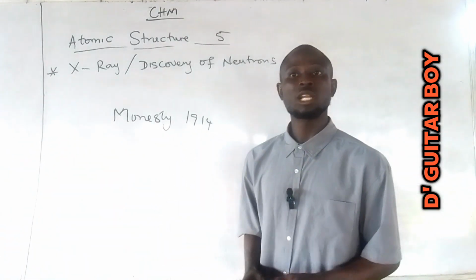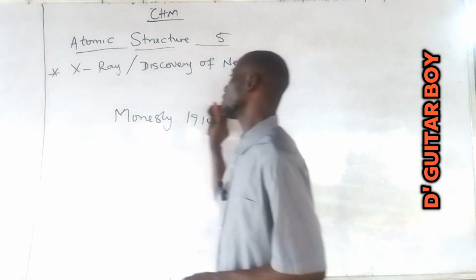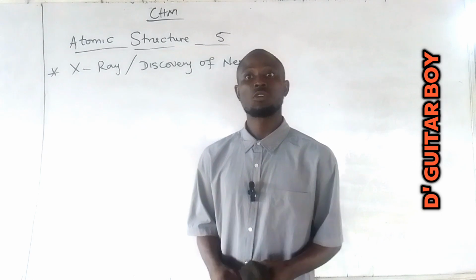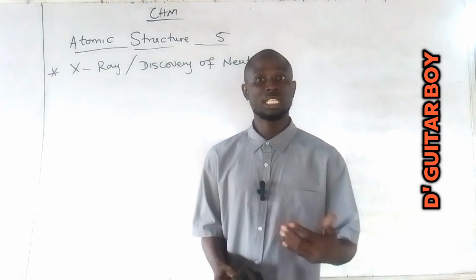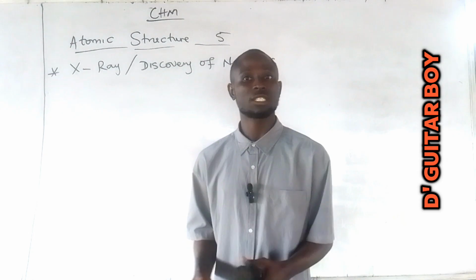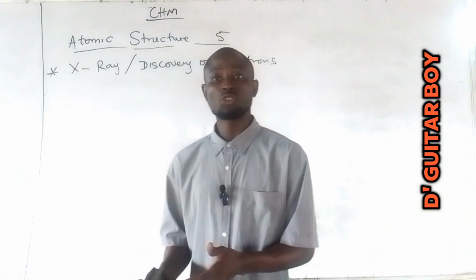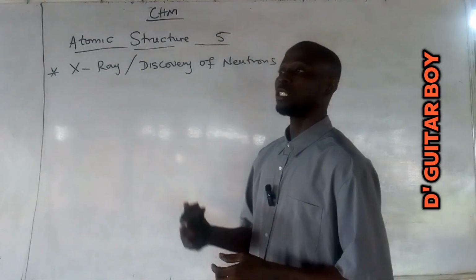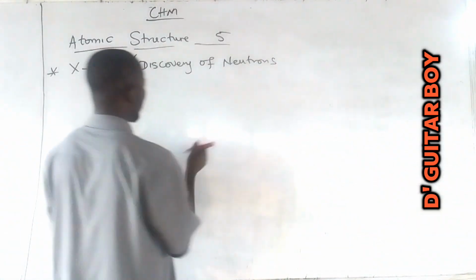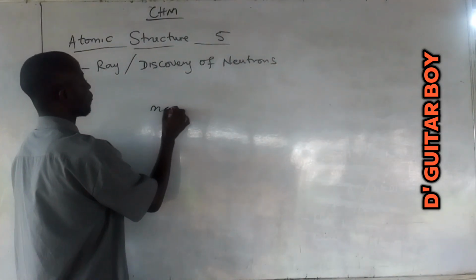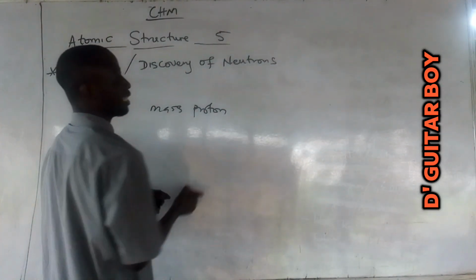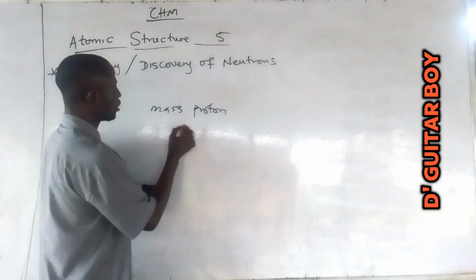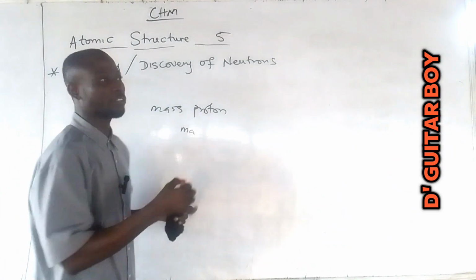Now, before now, we talked about how Rutherford discovered the proton, with the assistance of his boys Geiger and Marsden. In further calculation by Geiger and Marsden, they were able to determine the mass of the proton in an atom, and they found out that the mass of the proton was half the mass of an atom.